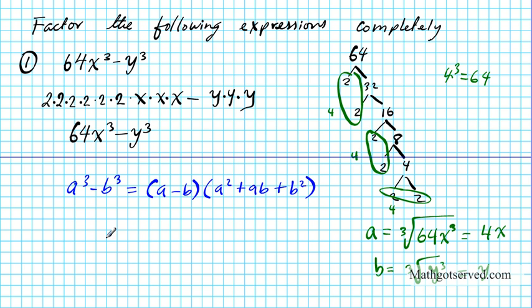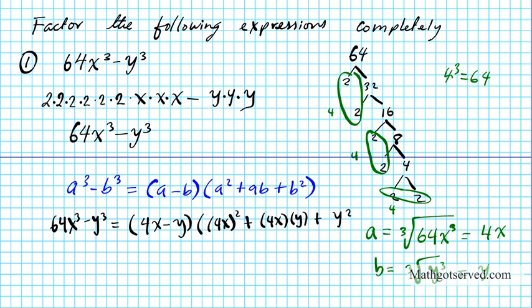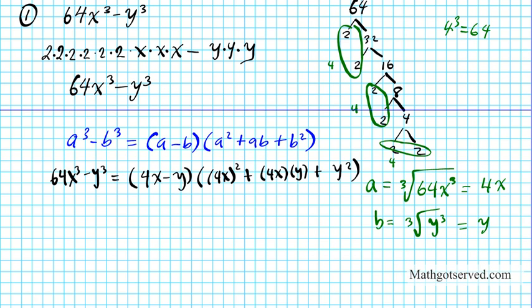And we're going to plug these two into this formula right here. For the sake of consistency, I'm going to rewrite the original problem here as 64x cubed minus y cubed. So if I plug it in, I'll have a minus b, which is 4x minus y, I plugged in 4x for the a and y for the b, times 4x squared plus 4x times y plus y squared.